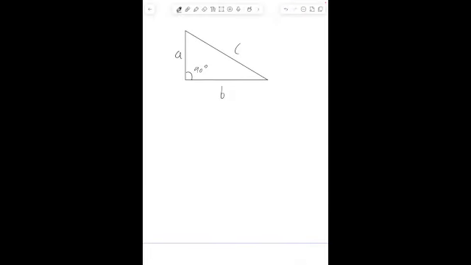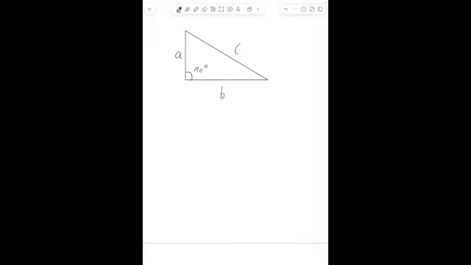The Pythagorean Theorem is a formula that applies to right triangles. That means triangles with a 90-degree angle. It relates the length of all three sides. The two shorter sides are called the legs, usually labeled a and b. The longest side, opposite the right angle, is called the hypotenuse, labeled c.